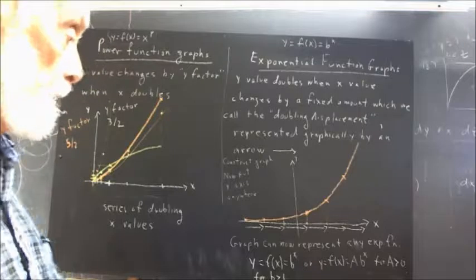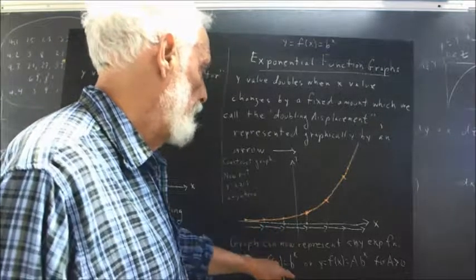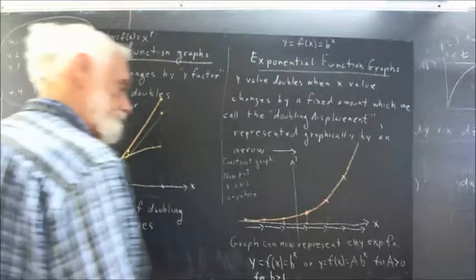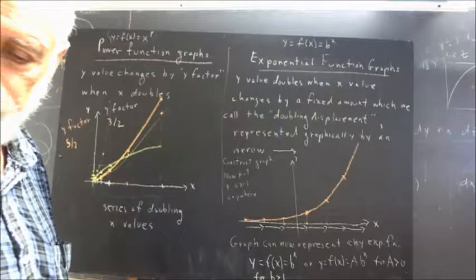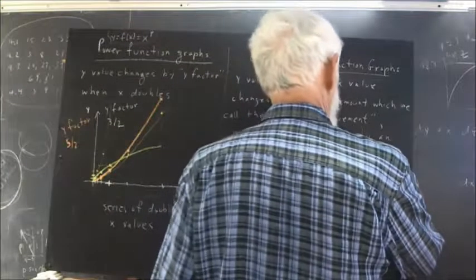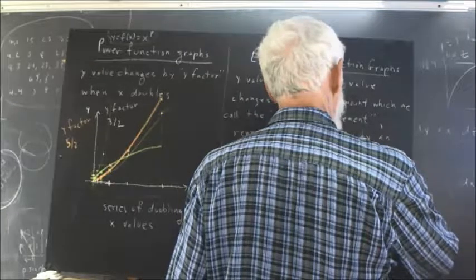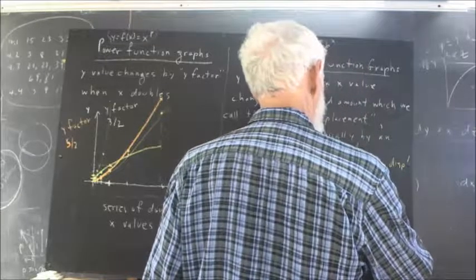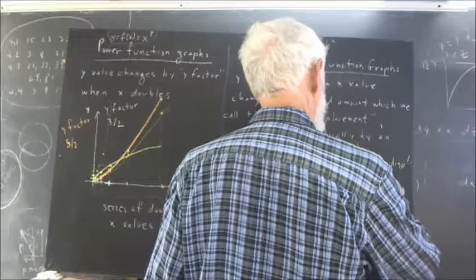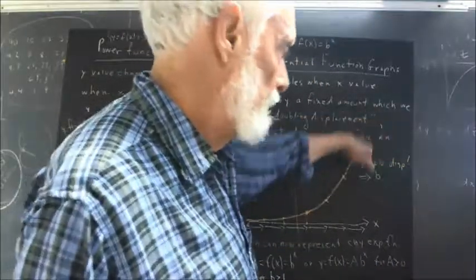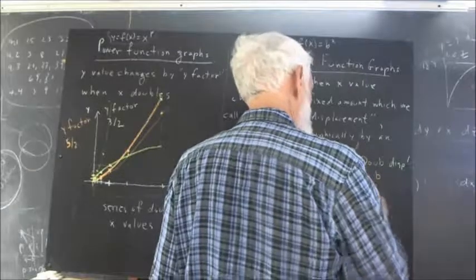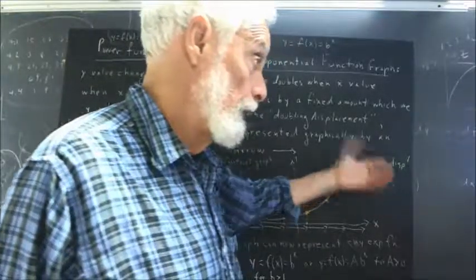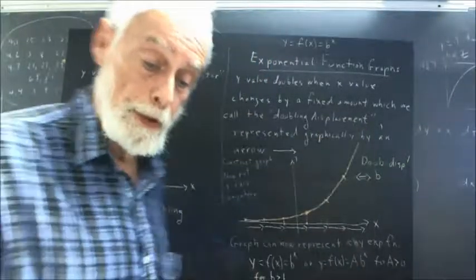And the other thing I'll note is that the doubling displacement and the value of b are closely related. The value of the doubling displacement implies the value of b, and vice versa. The value of b implies the value of the doubling displacement. So if you know one, you can find the other. And there's a simple relationship between the two that we'll look at later.